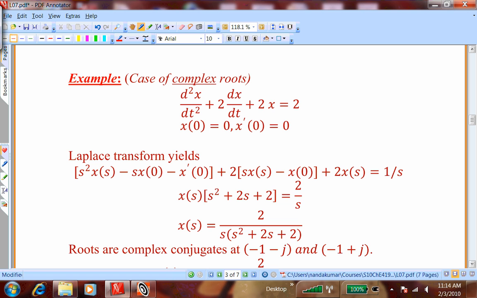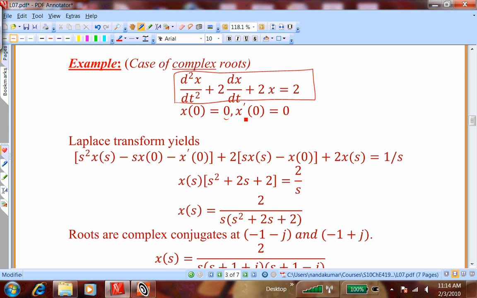Okay, so the second type of behavior is when the roots are complex. Here I have a different differential equation. Is this linear or nonlinear? It's linear. Is the forcing bounded or unbounded? The forcing is bounded. On the right hand side, I don't have anything exploding. So this should behave very well. Hopefully. Right? So we'll see what it is. And the initial conditions are zero.